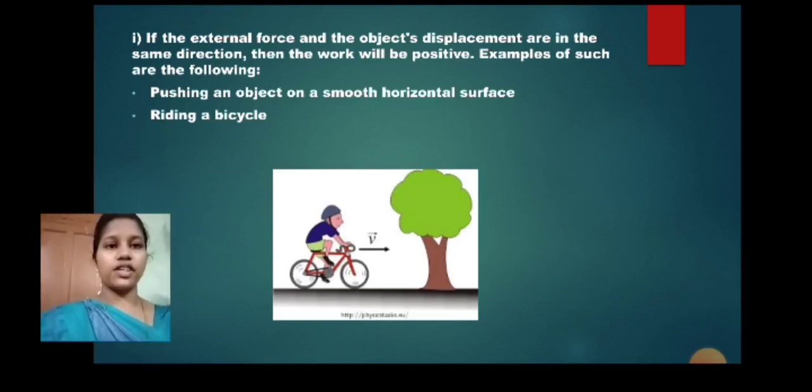There are three types of work done in physics. That is positive work done, negative work done, and zero work done. If the external force and the object displacement are in the same direction, then the work will be positive.